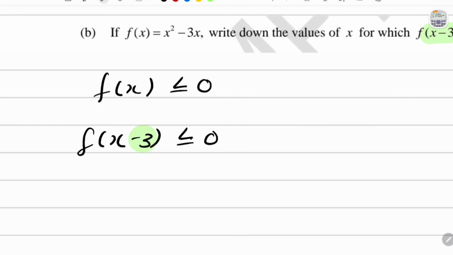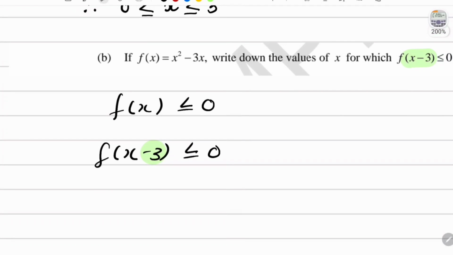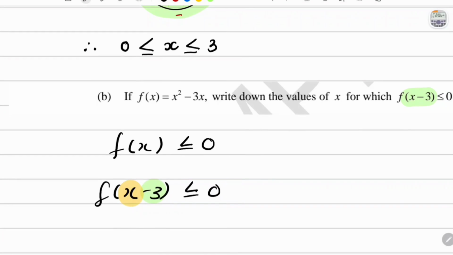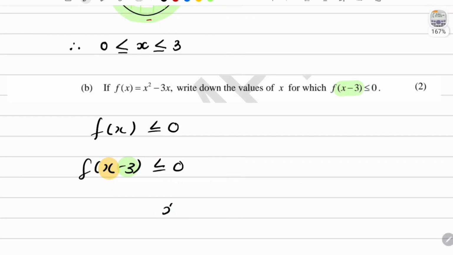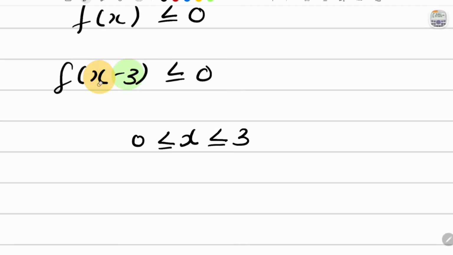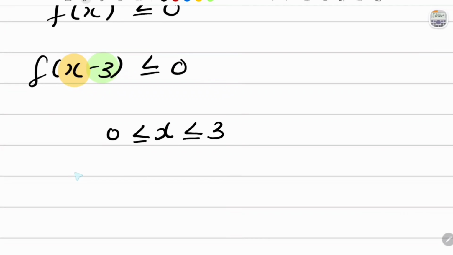What is the difference between this and this? In this one, we just have a minus 3. So it just means that take your original answer, and wherever you see x, just subtract 3 from it. And so this is what's going to happen. This is our original answer. Our answer is, for this expression, of course, where x is greater than or equal to 0, but less than or equal to 3. To solve for this one, you're just taking wherever you see the x, subtract the 3. So that's what I'm going to do here. I'm going to say x minus 3, right?